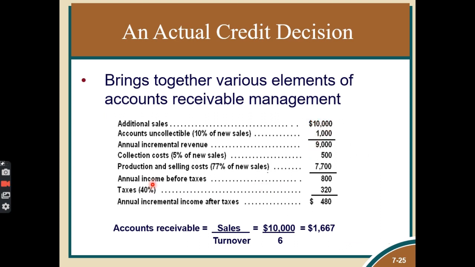It will also result in a production and selling cost of 77%. So the annual incremental income will be 800. With a tax rate of 40%, there is actually an annual incremental income of 480, or 480 dollars. So with that, for as long as the end result is positive, then we can push through with the credit decision or with that particular policy.